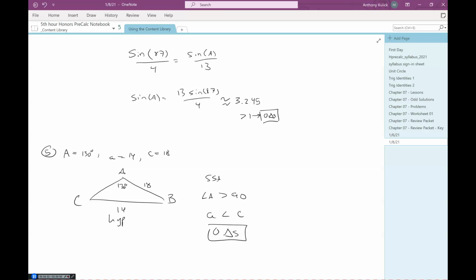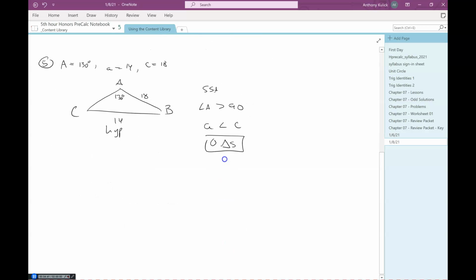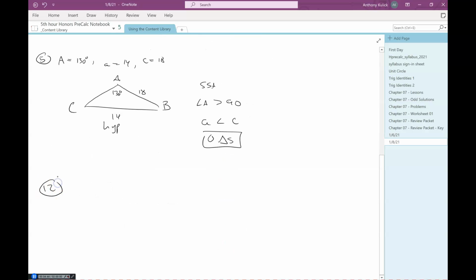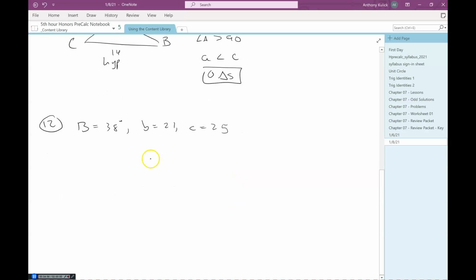Sophia? Can you do number 12? Sure. Okay. Thanks, Ben. You're welcome. So 12, B is 38 degrees, little b is 21, and C is 25. So again, I'll just start by drawing a picture. I think sometimes it just helps to have something visually to look at.